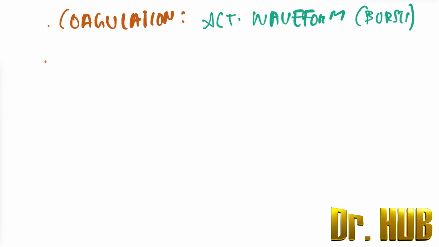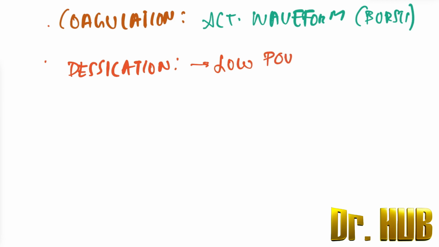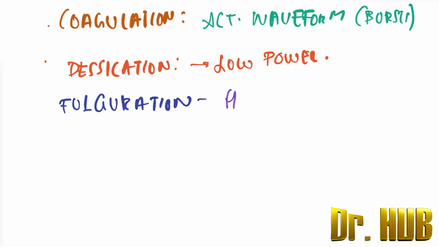Next in line, there is desiccation. Desiccation means the presence of low power. Then there comes fulguration. What is fulguration? It is nothing but high power.